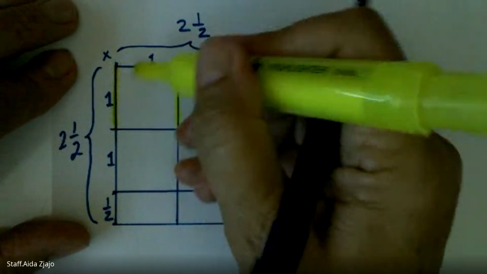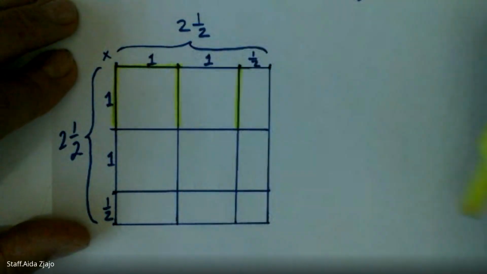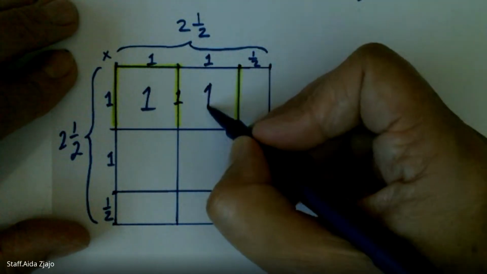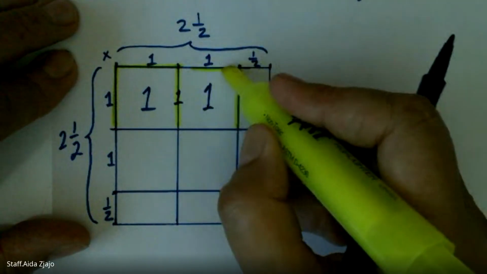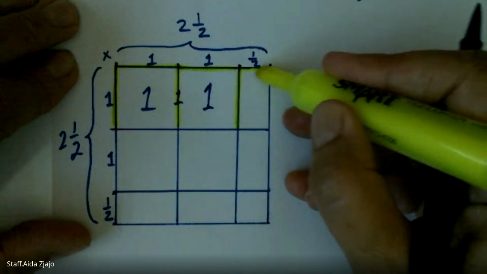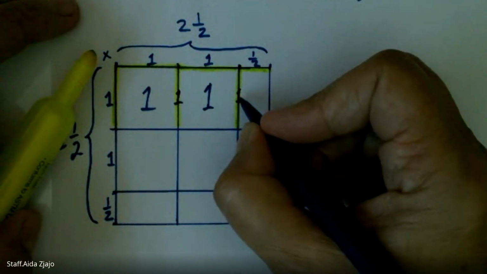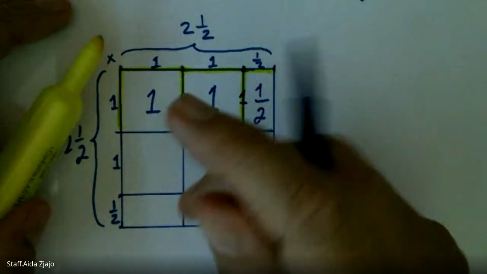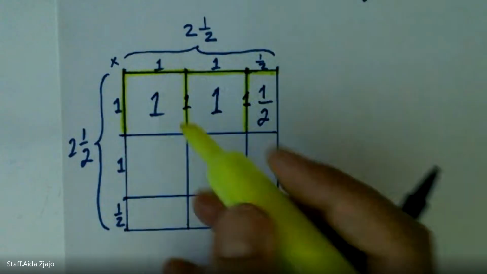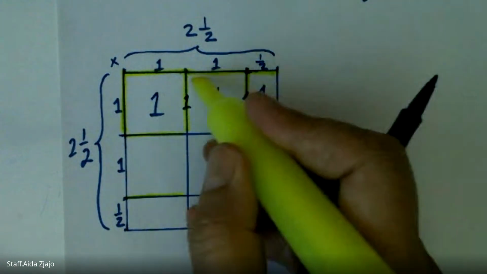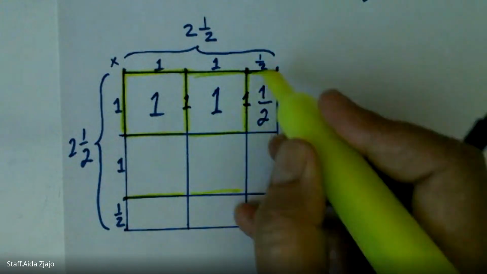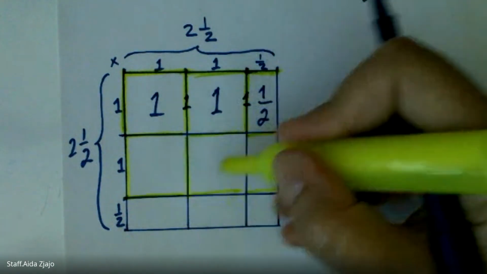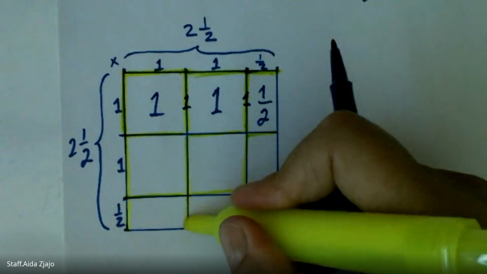So the rule is length times width. So 1 times 1 is 1. And again, 1 times 1 is 1. Okay, 1 times 1 is 1. And 1 times half, this is a half, and this is 1. So 1 times half is a half. And again, because this is 1, so is this, so is this. This is half, so is this, so is this. If you look, this is a whole, whole, whole, and then this is half, half, half.